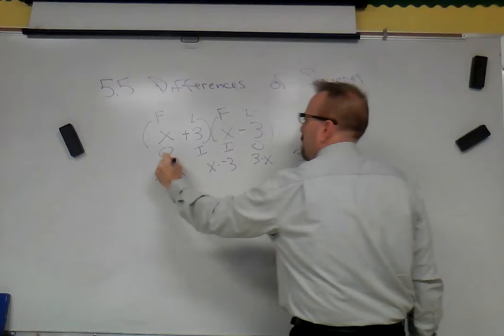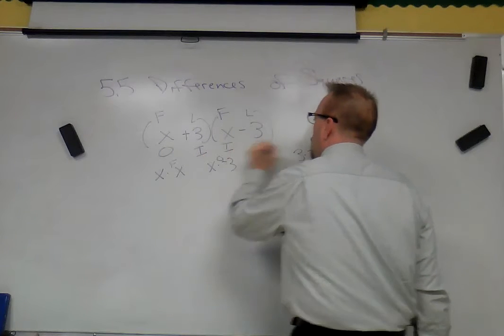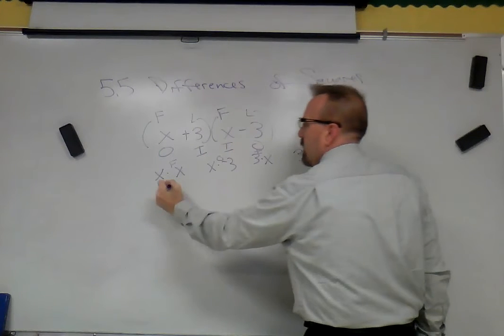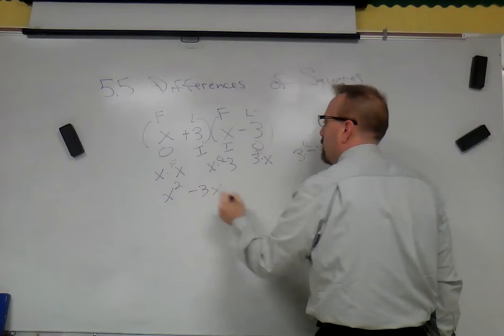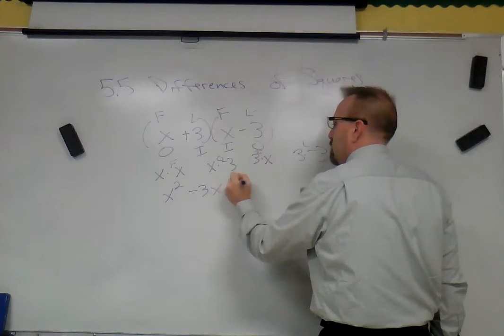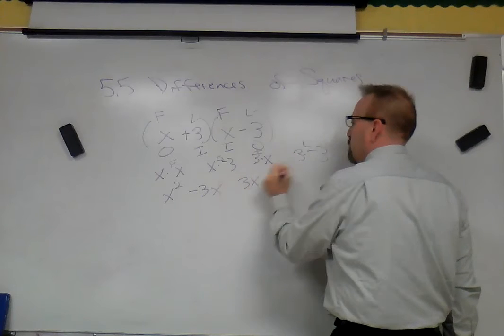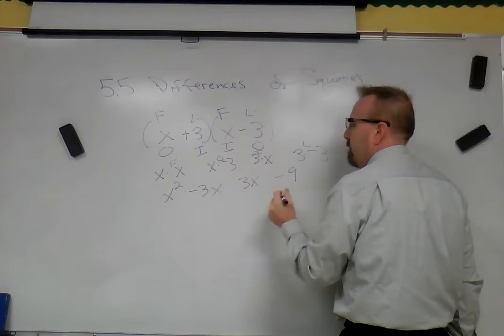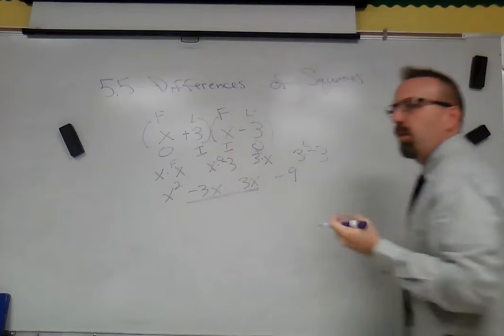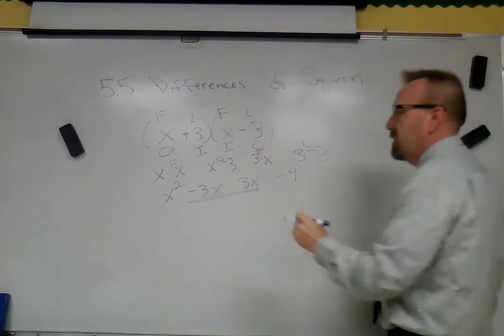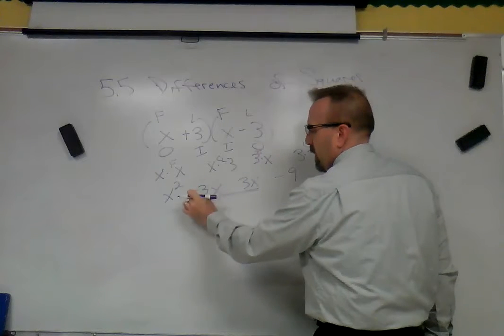So this is our first, outer, inner, last. X times x is x squared. X times -3 is -3x. 3 times x is 3x. 3 times -3 is -9. Okay, what do we notice about these two in the middle that both have x? They're going to cancel out because -3 plus 3 is 0.